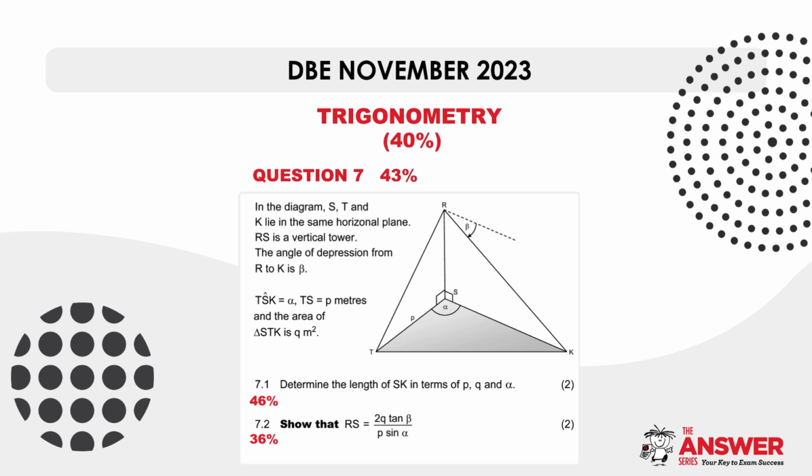The overall performance countrywide of the Trig section of the November 2023 matric exam had a 40% average achievement. And if we look at question 7 from this topic, which is the third of the 3 Trig questions from the paper, it had an overall average achievement of 43%. And then if we look at each sub-question separately, question 7.1 had a 46% average achievement, and question 7.2 a 36% average achievement. And here are these first 2 sub-questions.